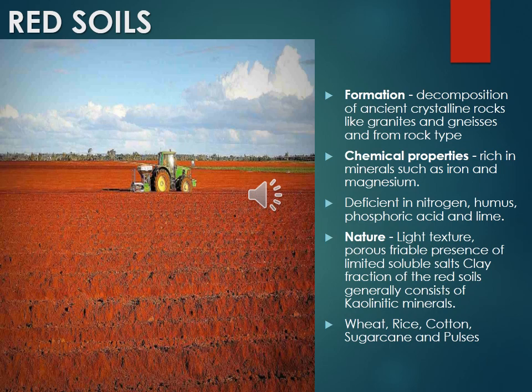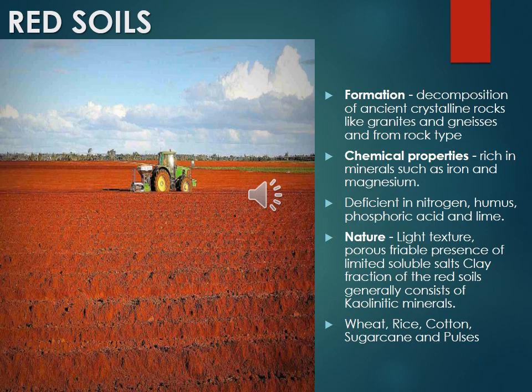Red soil chemical properties: it is rich in minerals such as iron and magnesium. That's why it is red in color. Black soil is black due to the presence of titanium and iron, and red soil is red due to the presence of iron and magnesium.